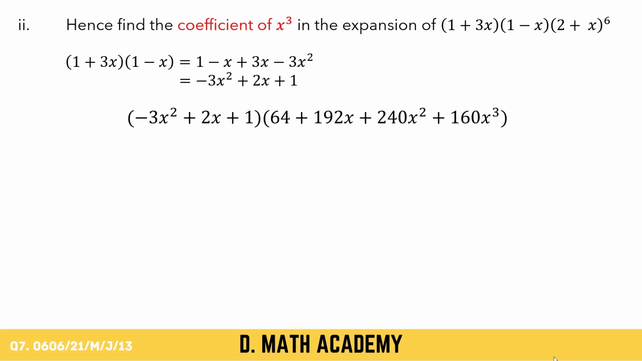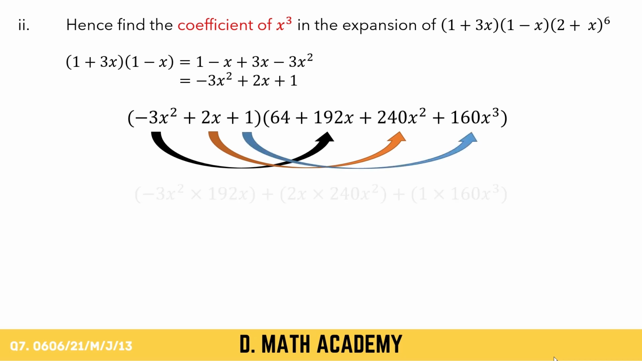Okay, so until now, this is where I mentioned earlier, you have to determine which variables multiplying together will get you x to the power of 3. So we have negative 3x squared multiplied with 192x. We have 2x multiplied with 240x squared. And we have 1 multiplied with 160x cubed. By doing so, you'll be able to derive the following formula.